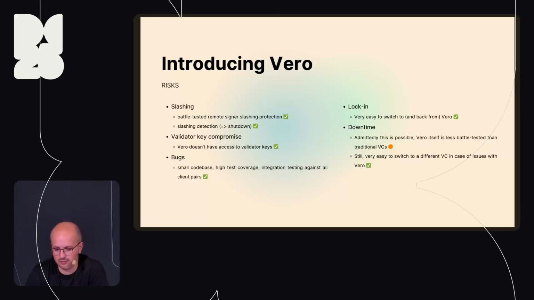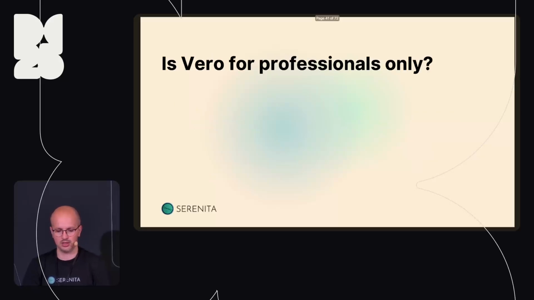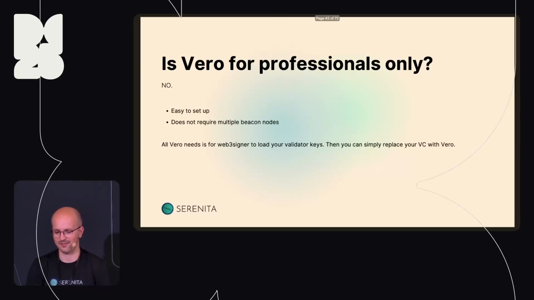There is no lock-in. You can very easily switch to a different validator client at any time. And in terms of downtime, it's possible that Vero has a bug which leads to downtime, but in that case, you can just switch to a different validator client very easily. One more question: is Vero for professionals only? It's not. You do get most of the benefits if you run it with multiple beacon nodes and so on, but you can also just run it with one beacon node, one client combination, so easy enough.